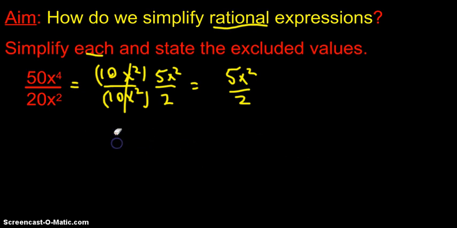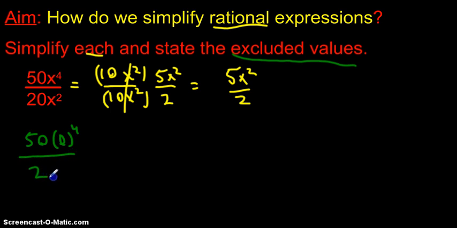That brings us to this little blurb here about excluded values, and that is that in the original fraction there's one number you cannot plug in here, and that number is 0, and the reason for that is 50 times 0 to the 4th power divided by 20 times 0 to the 2nd power is actually undefined. This is undefined because it requires you to divide by 0, and division by 0 is not allowed.